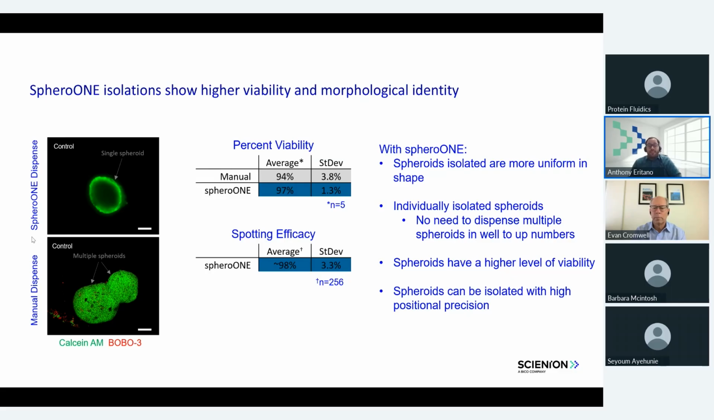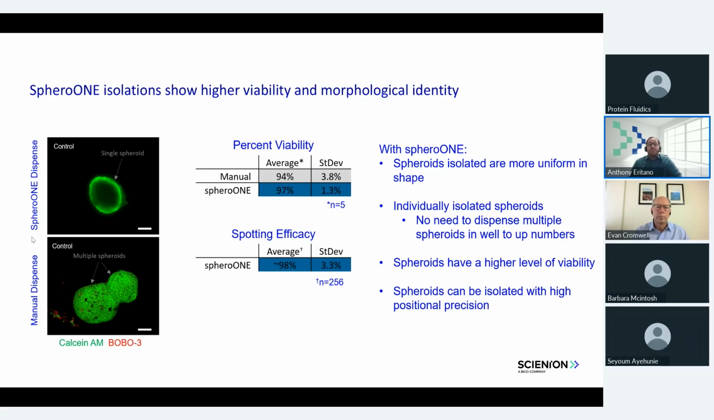And this is because you tend to hedge your bets when you're manually pipetting. You'd rather have two spheroids in one well than have a well empty. So it's a way of hedging your bet to get the numbers you need. But with the SPHEROONE, you don't even need that.